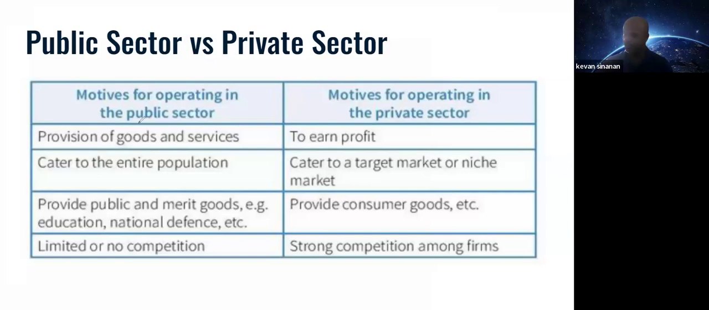Now, this chart here is worth memorizing or taking a screenshot of. And just bear in mind, these are the motives of operating in the public sector. Left-hand side, motives. We say motives, very important, because provision of goods and services is a motive, and it serves the entire population.